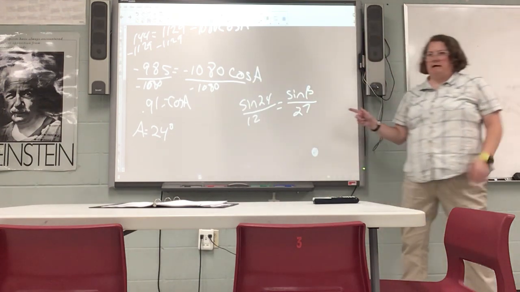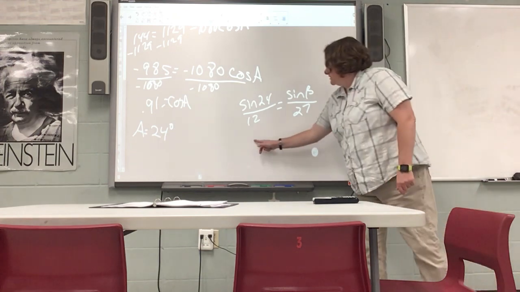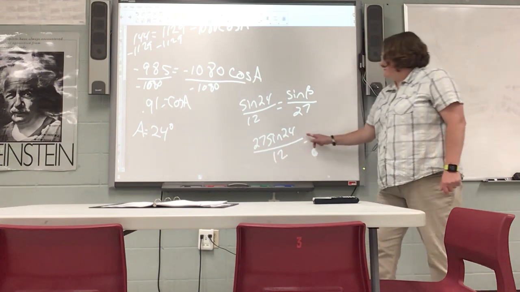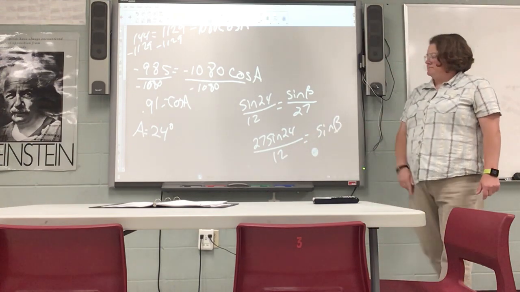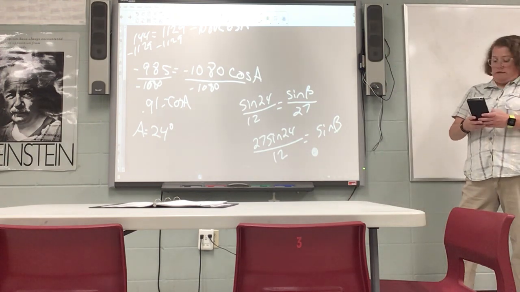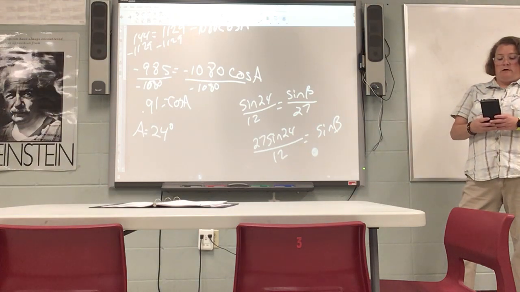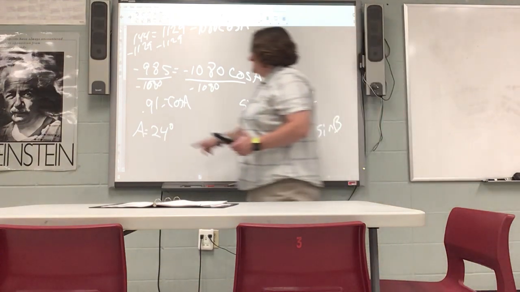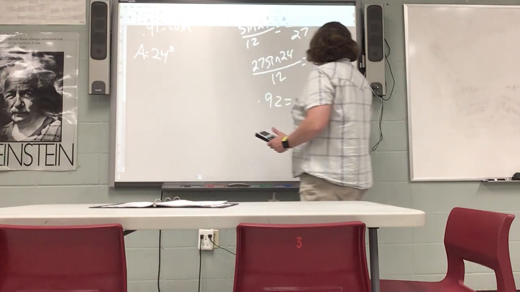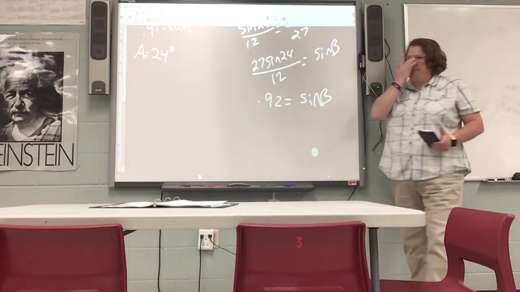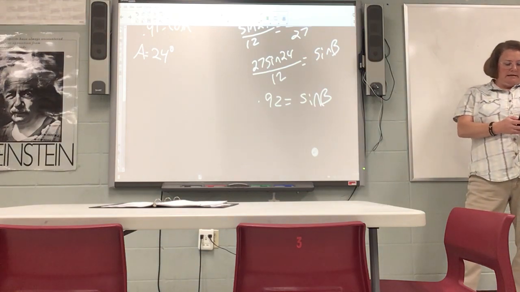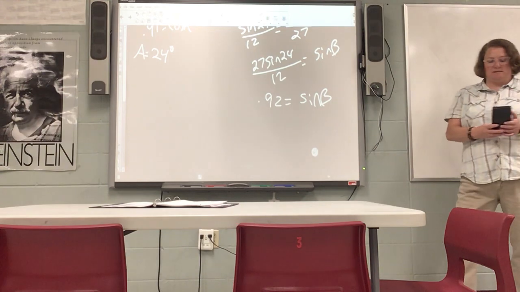Trying to solve for b, it's being divided by 27, so we're gonna multiply by 27. So 27 times the sine of 24 divided by 12 is equal to the sine of b. 27 sine 24, enter, divided by 12, enter. About 0.92 is equal to the sine of b. How do we undo that sine now to solve for b? Inverse. Very good. Second sine, the inverse of sine, second answer, and I got about 66 degrees.